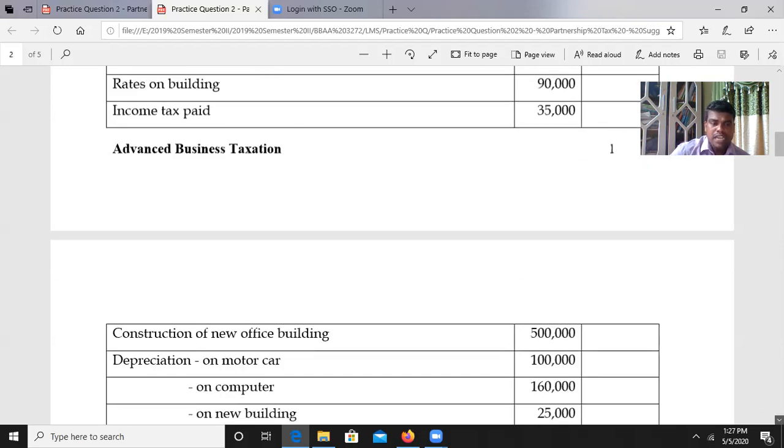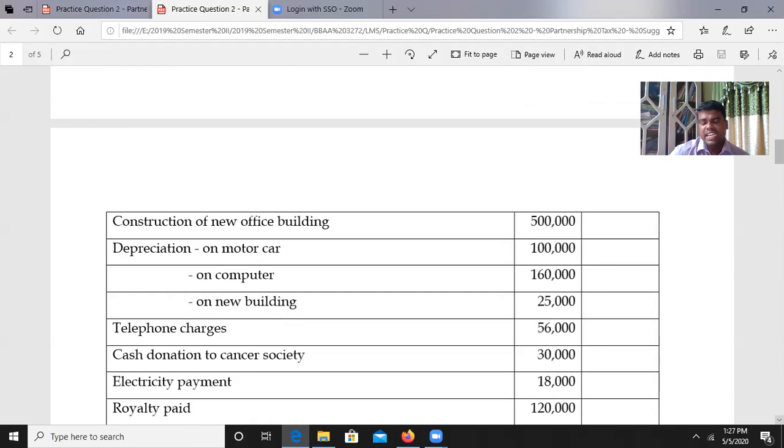Then you can see that depreciation. Any depreciation cannot be allowed. I already explained several times. Depreciation is one of the disallowed expenses. So depreciation on motor car disallowed. That 100,000 should be added with the accounting profit. That's why I included it in the plus column.